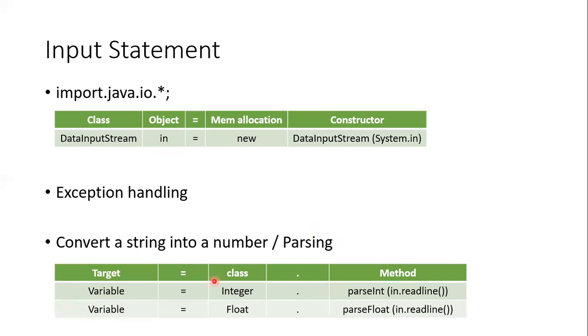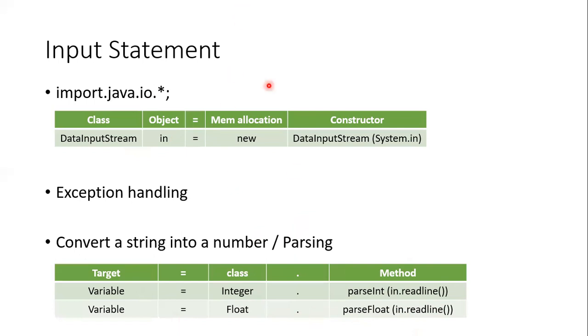The next one is if you're interested in getting a float value. Here we can specify a float variable, and there is a class called Float in the java.lang package. By accessing the parseFloat member of the Float class, using the readLine method of the DataInputStream object, we can convert the string into a float value. So this is what we basically need to do.